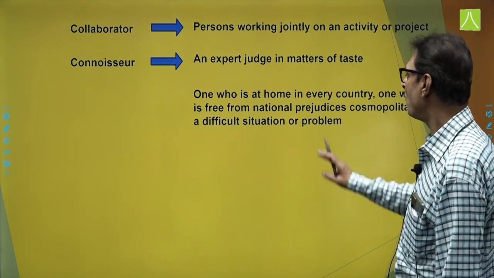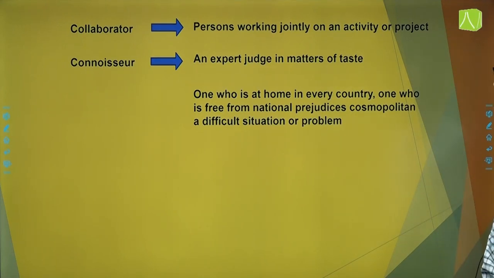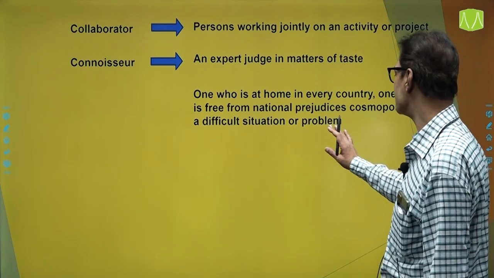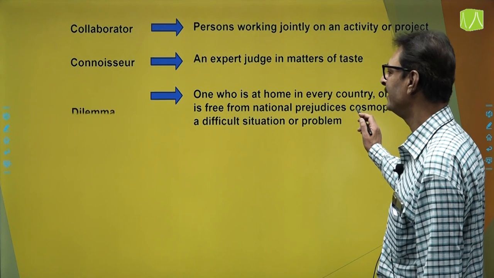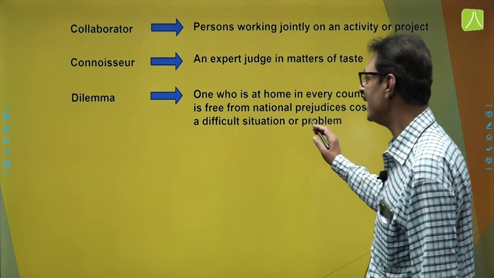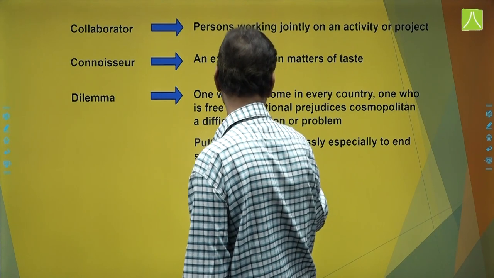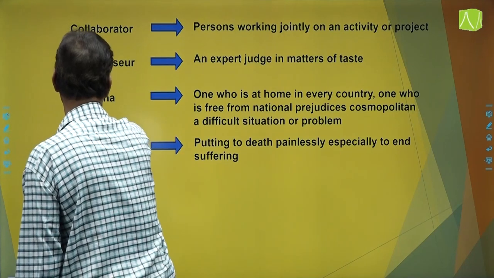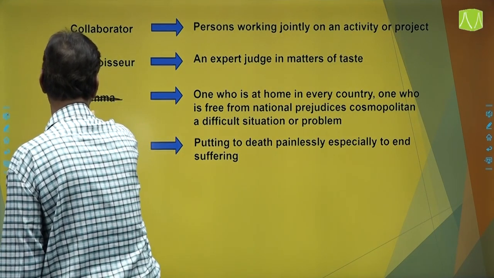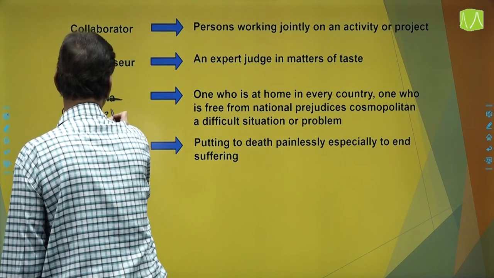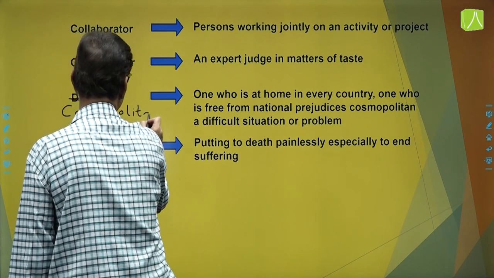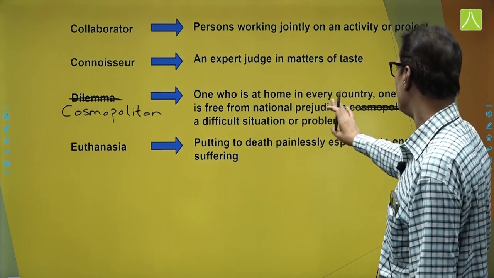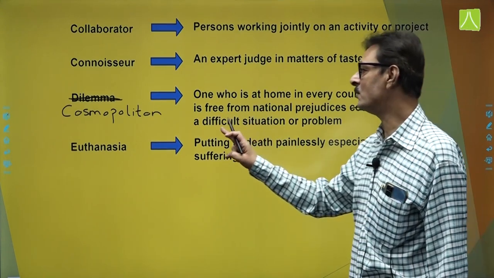Next one is, one who is at home in every country or one who is free from national prejudices, cosmopolitan. I think there is an error in this statement. The correct answer over here is cosmopolitan. This is the answer over here. I am sorry for it. One who is at home in every country is known as cosmopolitan.